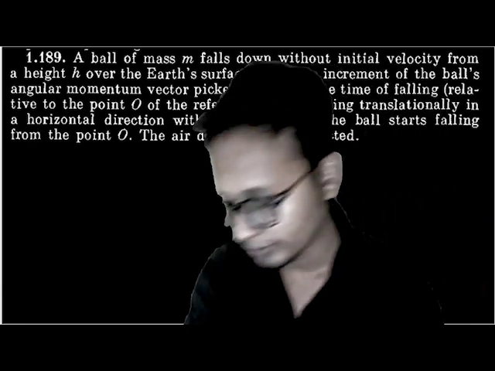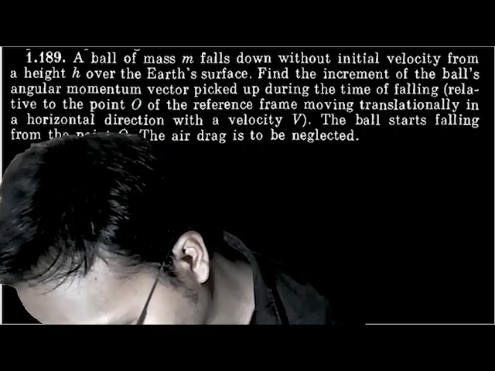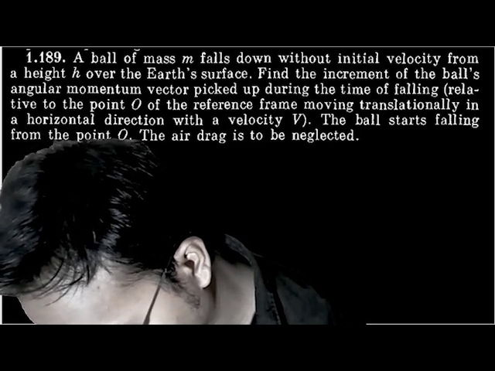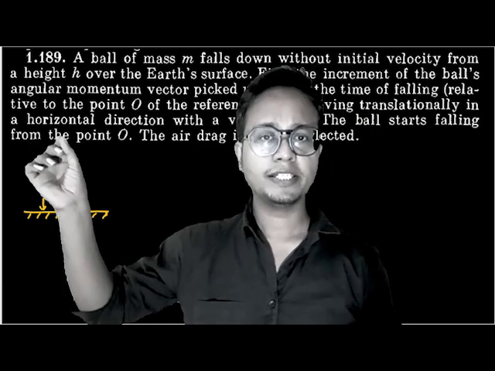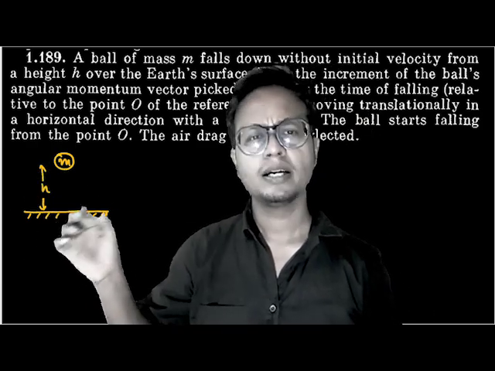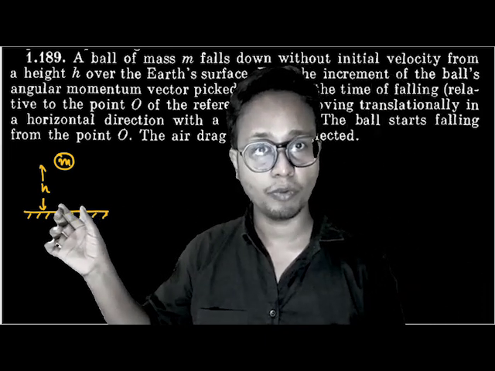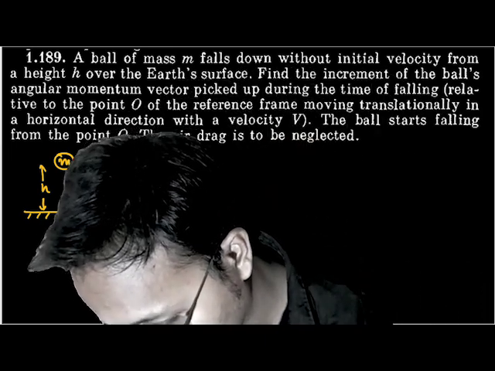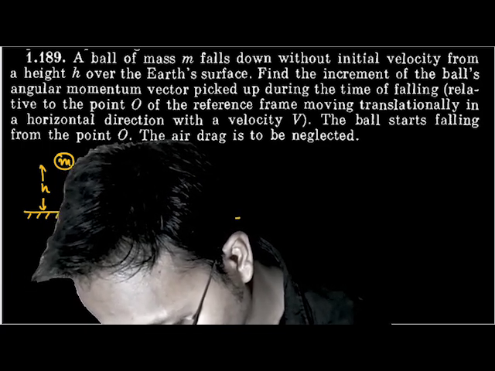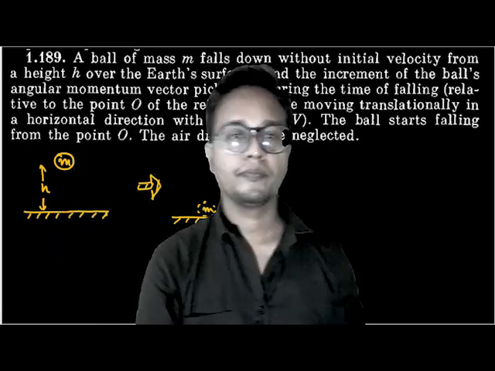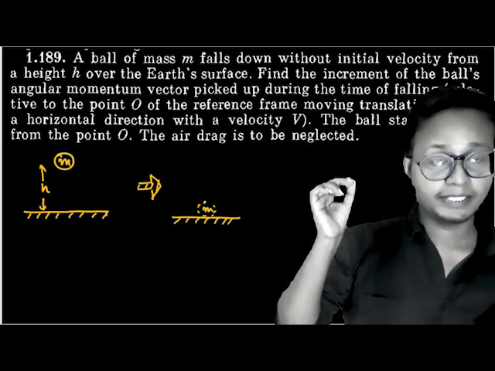So see, what's happening in the question is a ball of mass m, kept at height h, will fall down. Initial velocity of the ball was 0. Final velocity of the ball would be under root of 2gh. So you have to find the difference in angular momentum. That means the angular momentum when the ball is out here, the initial, and when the ball reaches out here, the final. Final angular momentum minus initial angular momentum.